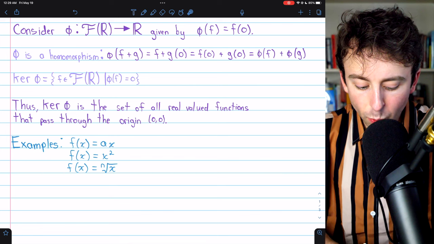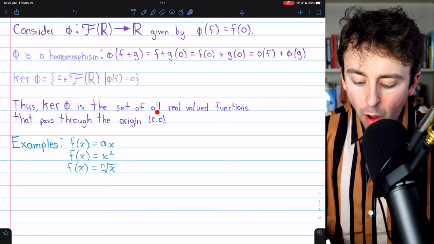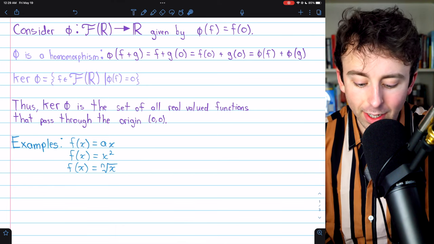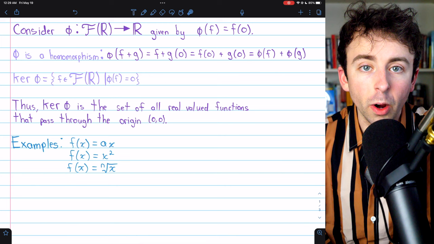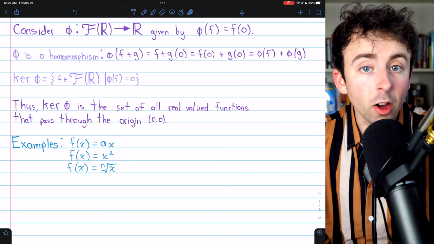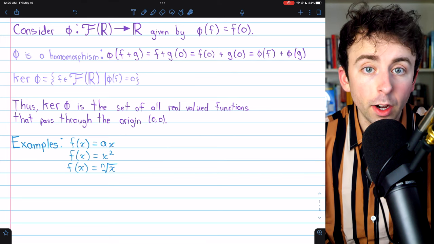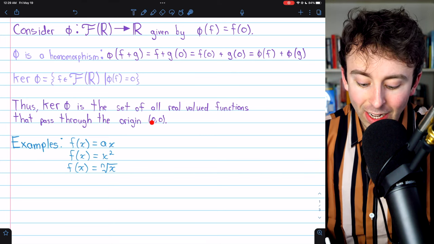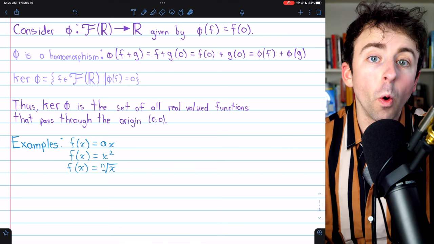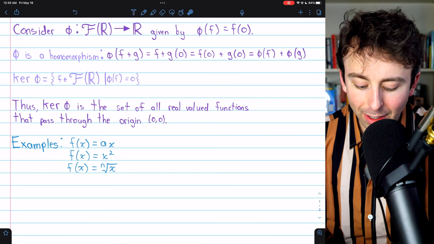Then, using words, we could say that the kernel of our homomorphism phi is the set of all real-valued functions that pass through the origin, right? A function needs to have 0, 0 as a point in order to be in the kernel, because the homomorphism will map a function to the image of 0 under that function. That image needs to be 0. It needs to be the identity of the codomain in order to be in the kernel. So the kernel is all real-valued functions that pass through the origin.